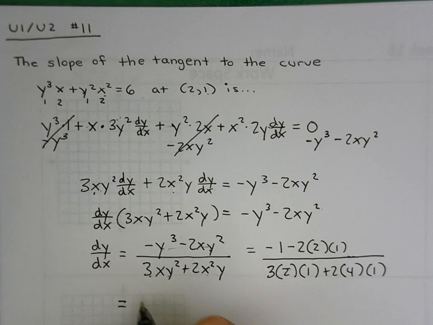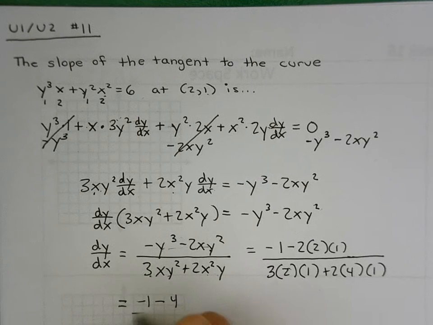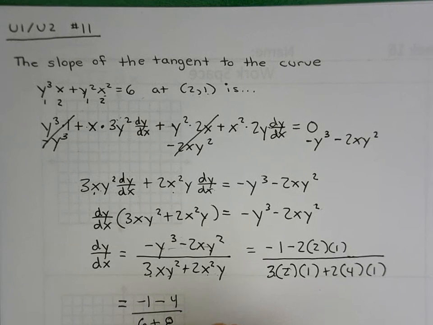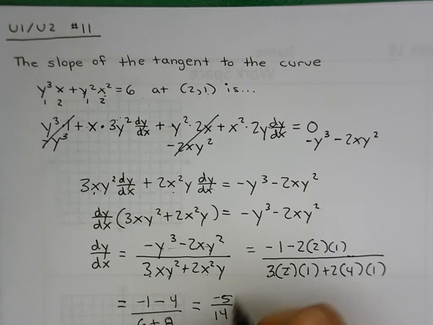Okay, so we have negative 1 minus 2 times 2 times 1, which is 4. 3 times 2 times 1 is 6, plus 2 times 4 times 1, which is 8. And negative 1 minus 4 is negative 5, over 6 plus 8, which is 14.